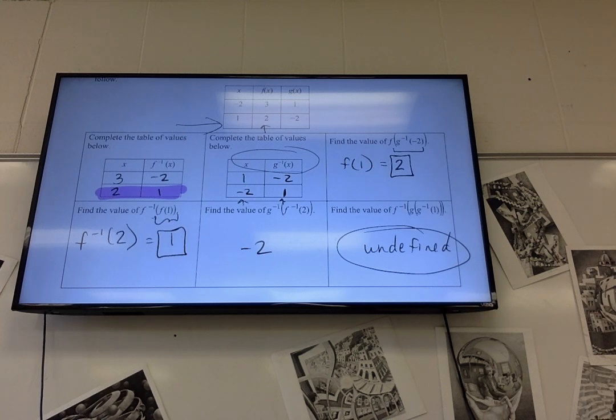It's another G of inverse of G, so just be 1. There's no F inverse of 1.